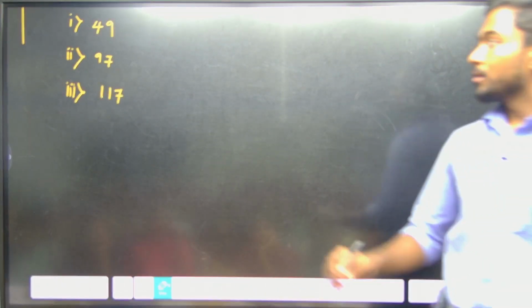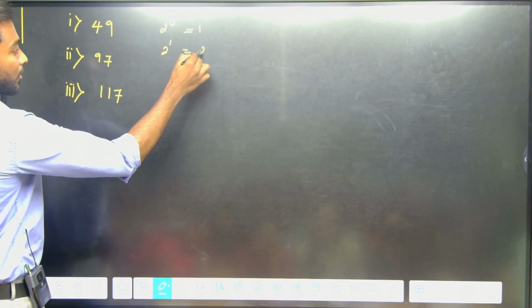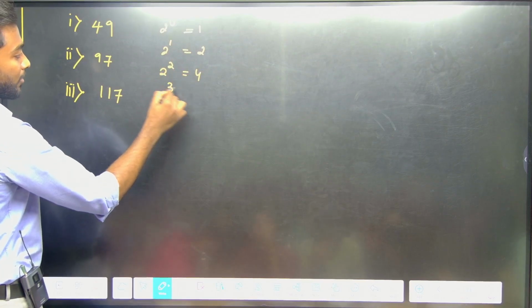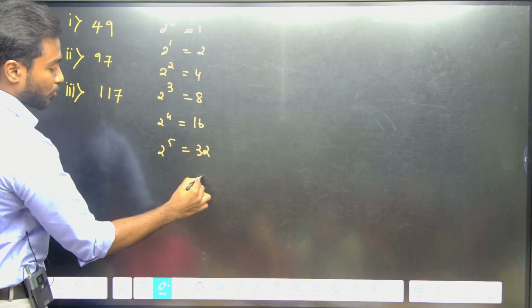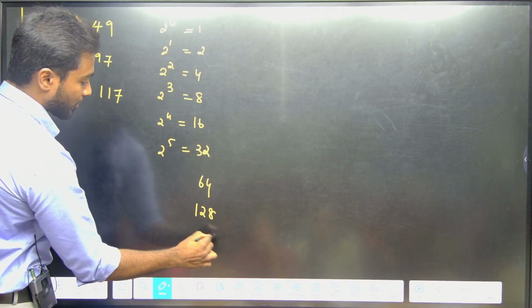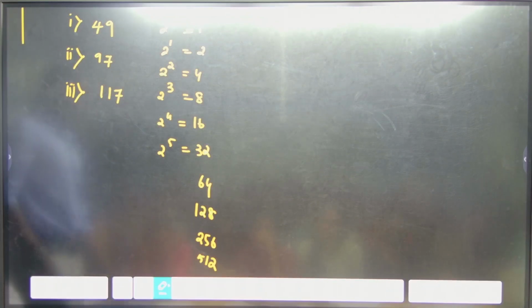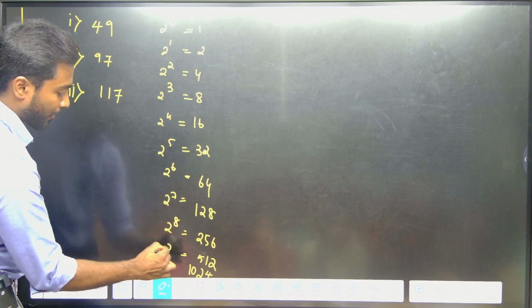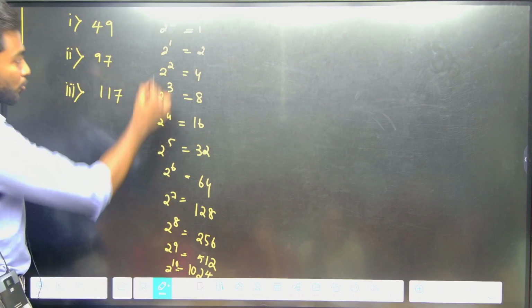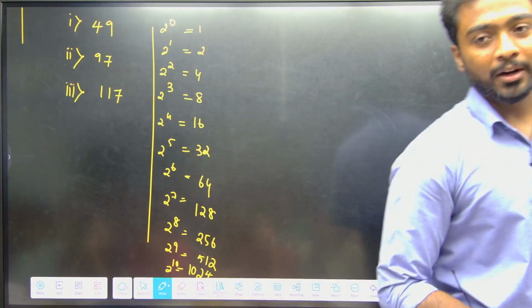Okay, 2 power n. So if I talk about 2 power 0, what is the value? 2 power 1, 2 power 2, 2 power 3, 2 power 4 and 2 power 5. So 32, 64, 128, 256 and 512. Okay, and it goes on. So again it will be 1024. So it is nothing but 2 power 6, 2 power 7, 2 power 8, 2 power 9 and 2 power 10. So up to 2 power 10, please try to remember the values. Okay, they won't give that much, but in case, I am telling.